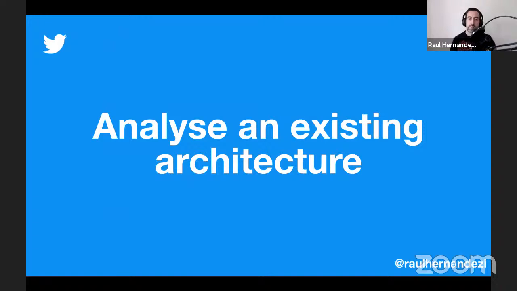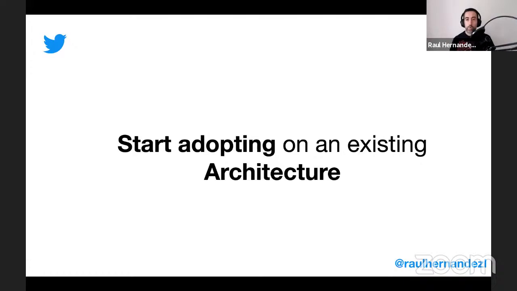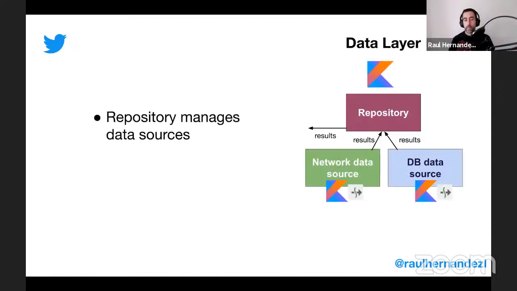And now let's analyze a little bit what I have here for the existing architecture. To start adopting in an existing architecture, we have to go step by step because it's usually not that typical to do that. If you are in a brand new app, it's easier, but in a previous one, you have to take a look at the different details. For instance, what I have at the time is this data layer that is composed of a repository that is managing different data sources. Those data sources, as you can see, are the network and the database data source. Both of them combined are managed by the repository.